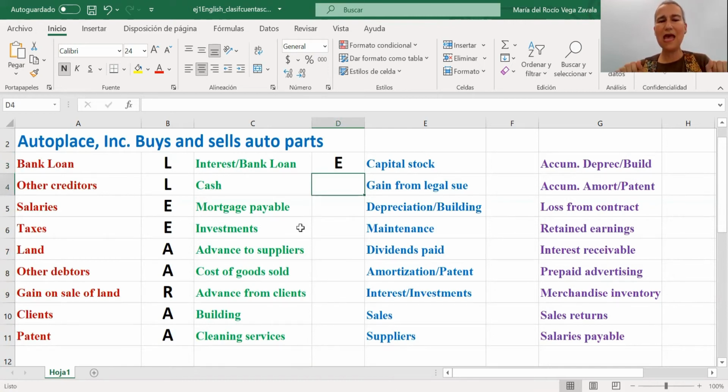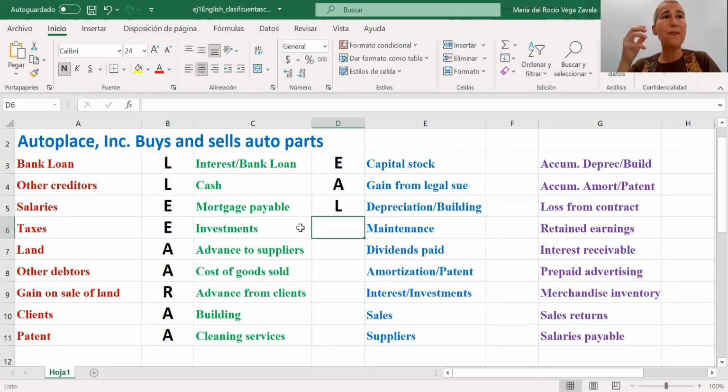Okay. Cash. As I'm the owner of that cash, that will be an asset. Mortgage payable. A mortgage is a loan that the bank or a financial institution gives you for buying, for example, your house or long-term assets, fixed assets mainly. So it is a loan, it is payable. I have the obligation to pay, so that will be a liability.